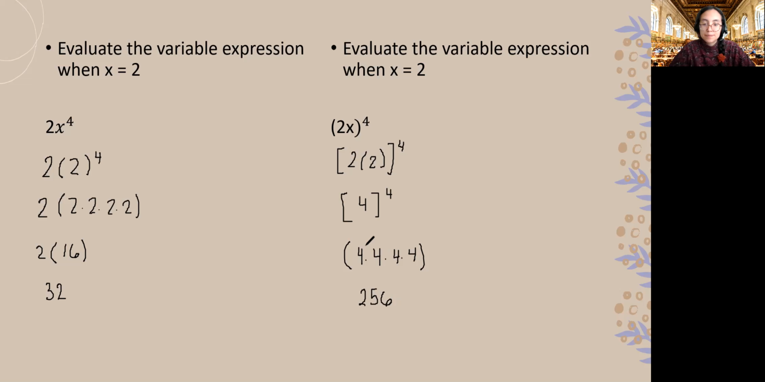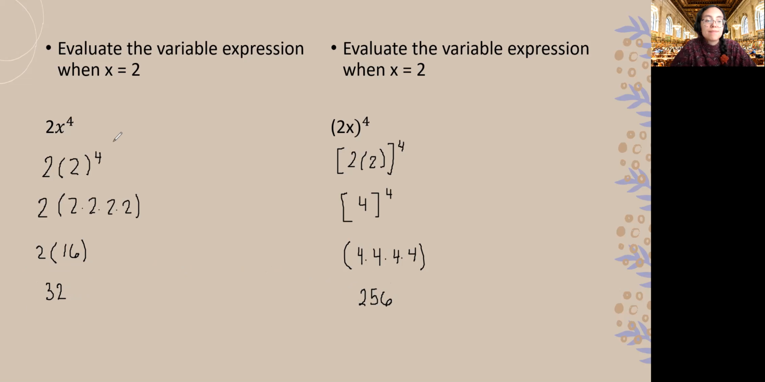So take a look at this difference. To the left, our result was 32, and to the right, our result was 256. So grouping symbols make a world of a difference.